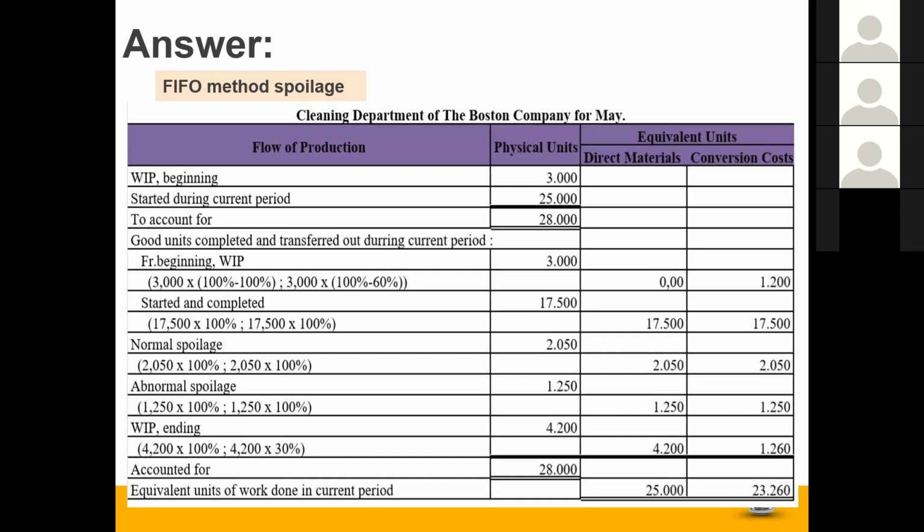And the total accounted for is 28,000 physical units, and the equivalent units of work done in the current period: the direct material is 25,000, and the conversion cost is 23,260.